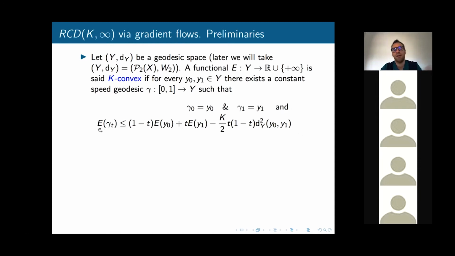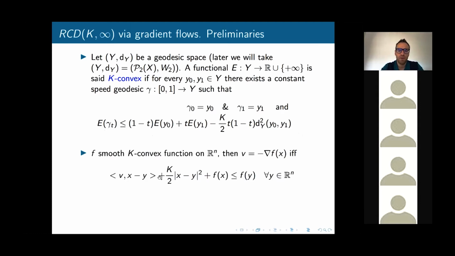So for K equal to 0, we have the standard notion of convexity, and for K different than 0, we have this kind of modulus of convexity. And this should ring a bell, right? Because this is exactly what we asked for the entropy along Wasserstein geodesics. But for the moment we are in an abstract setting with any functional.